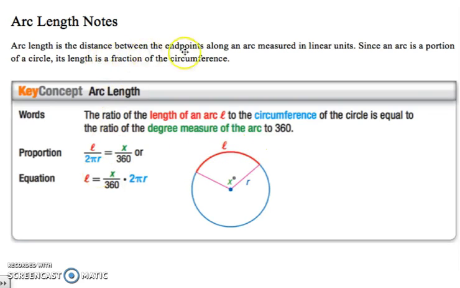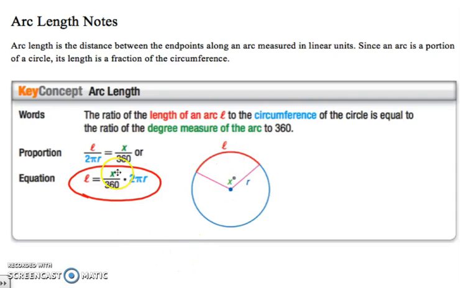It's the distance between two endpoints along an arc measured in units. Since an arc is a portion of a circle, the length is going to be a fraction of the circumference. Notice circumference is the length of the whole outside, but I just want to find a portion. So your equation is going to be this one down here: the length is going to equal your interior angle, your central angle measurement, divided by 360, times the circumference. So I want to see what measurement this is, times the circumference.